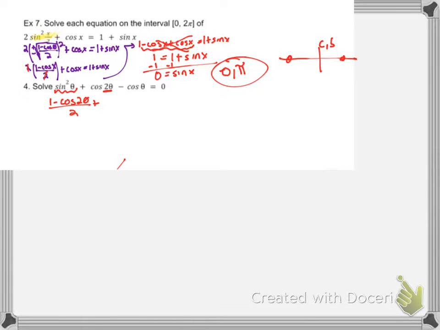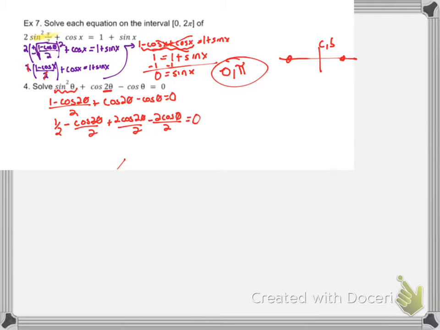plus, and then since this is already, I'll just rewrite it like this. I'll do it in 2 steps. 2 theta minus cosine of just regular theta equals 0. I want everything to have a common denominator, so I'm able to then just rewrite this as 1/2 minus cosine of 2 theta over 2 plus 2 cosine 2 theta over 2 minus 2 cosine theta over 2 equals 0.